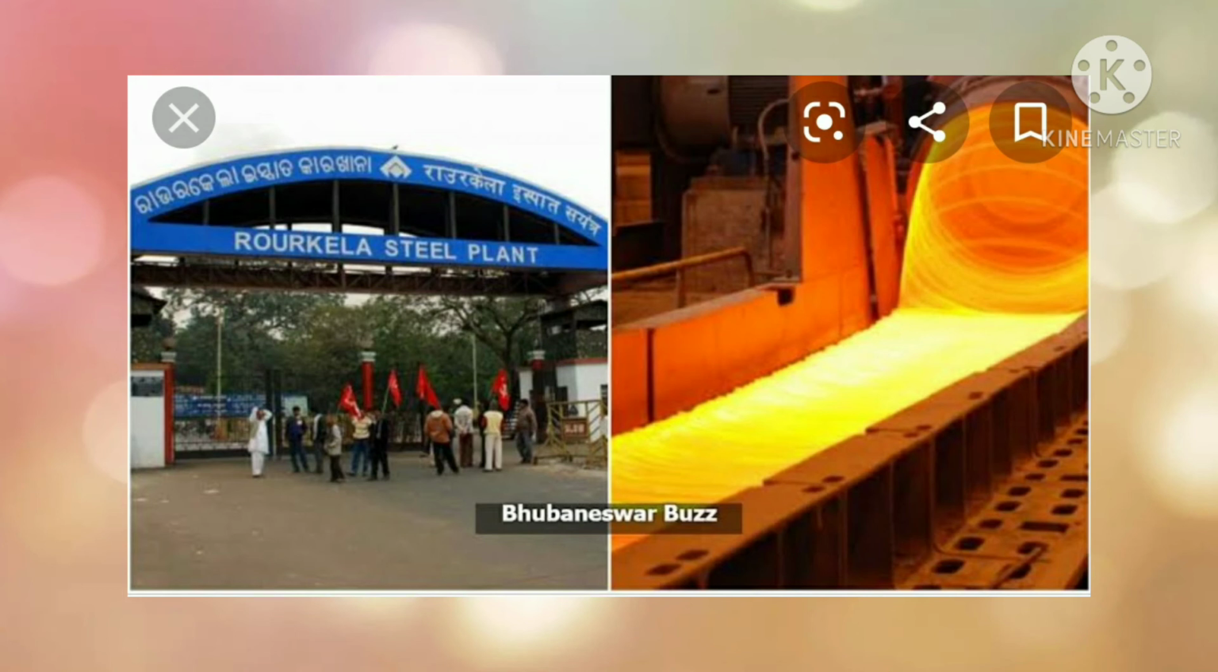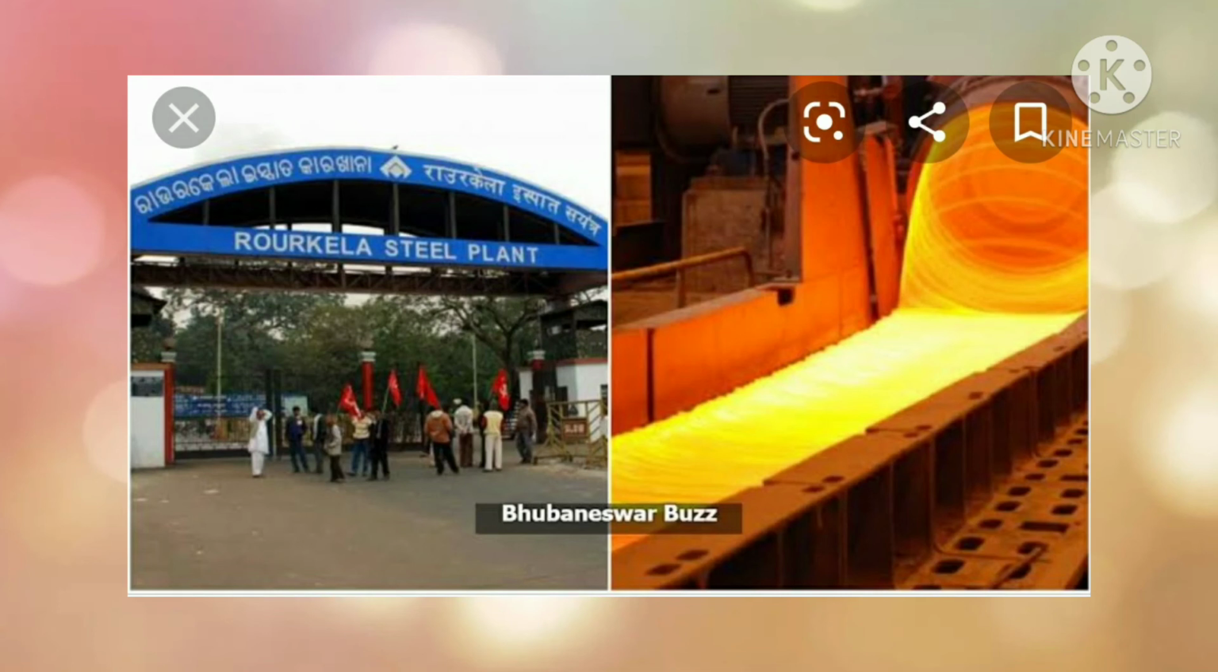Favorable factors. Iron ore is obtained from Sundargarh and Keonjhar district, being 77 kilometers from its location. Limestone and dolomite are brought from Birmitrapur, manganese from Barajamda, all situated within a short distance from the plant. Hirakud power plant supplies hydroelectric power. Water is supplied by Brahmani river.